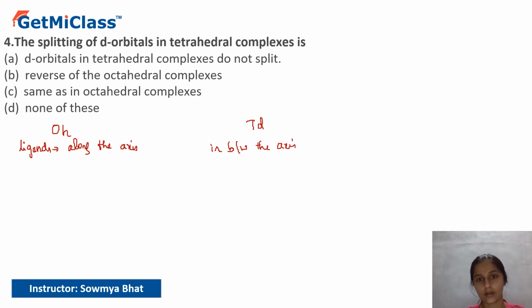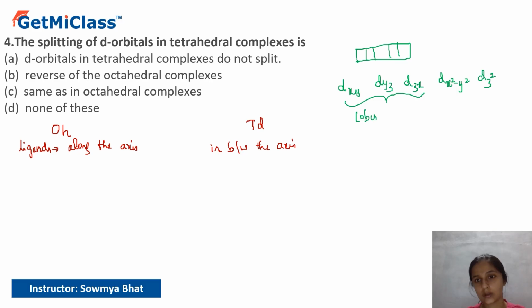And if you have 5 degenerate d orbitals, we make 5 boxes for d, and those are dxy, dyz, dzx, dx square minus y square and dz square. These orbitals have their lobes in between the axis, and these have their lobes along the axis.